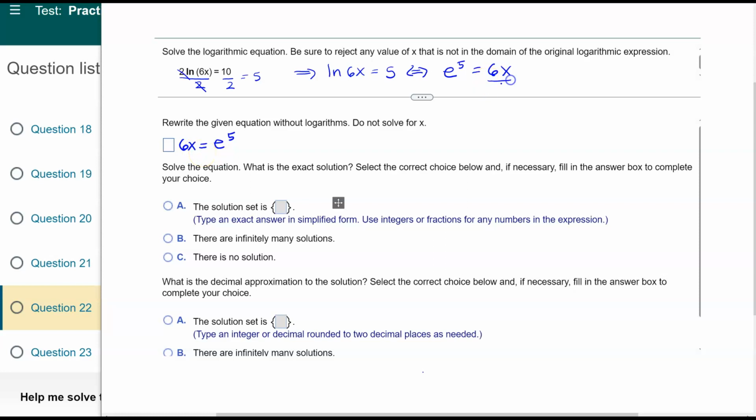So you can divide both sides by 6. So x is equal to, what you would type in here will just be e to the 5th over 6. That's the exact answer. And then you are going to plug that into your calculator. To get the decimal approximation, you plug this into your calculator, and then you type in the decimal here, rounded to 2 decimal places.